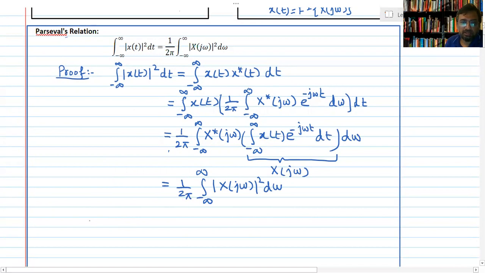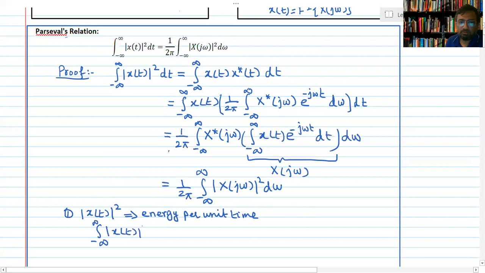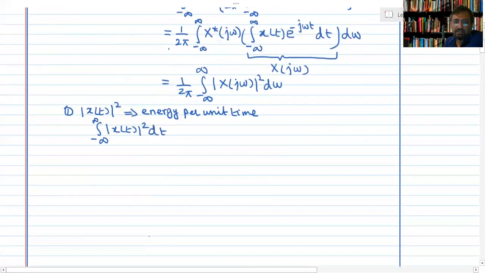This relation says that there are two different ways to compute the energy of the signal. Either we first compute magnitude of x(t) squared, which we can refer to as energy per unit time, and then we integrate the energy per unit time over all time t.